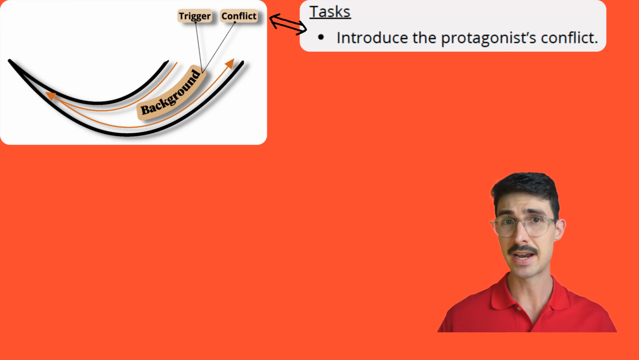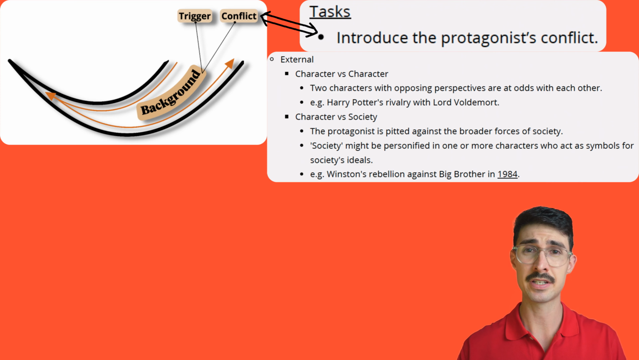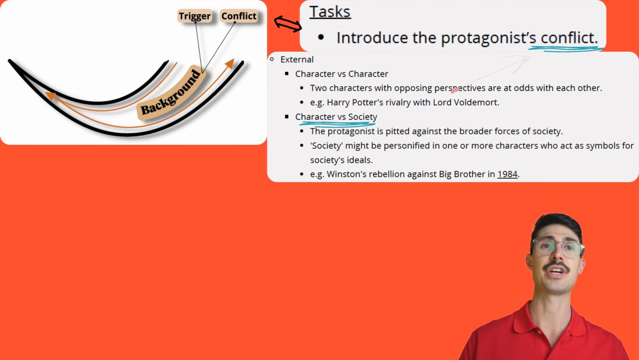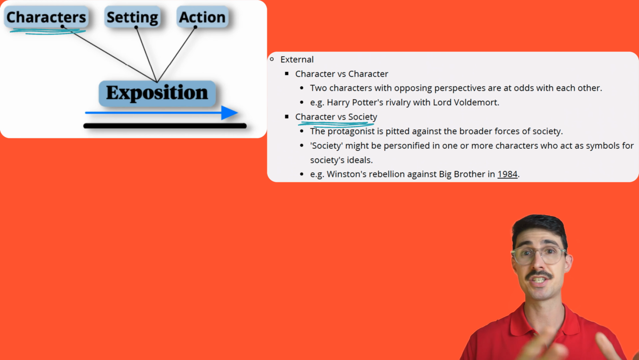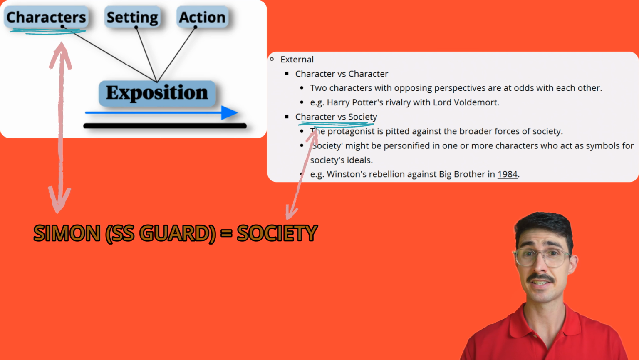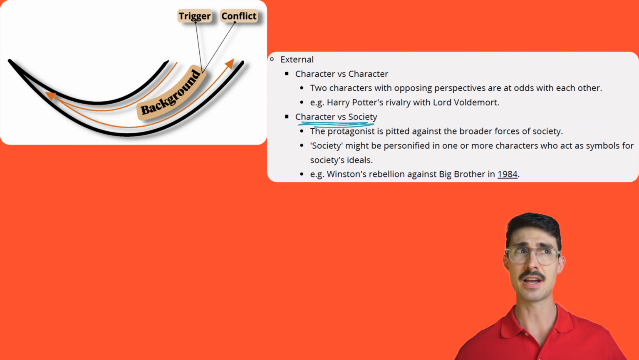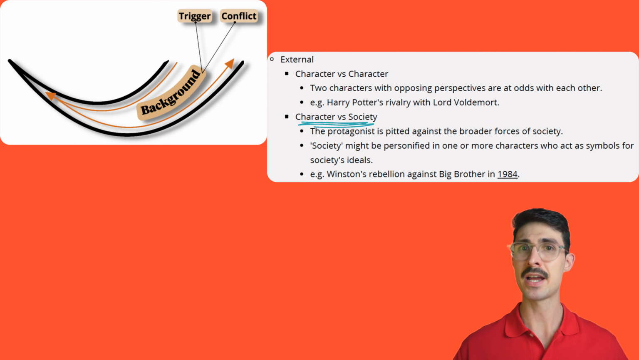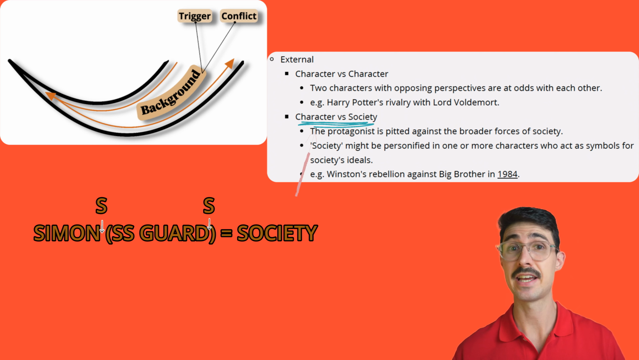This background section makes it pretty clear that Charlie faces an external conflict, specifically a character versus society conflict. In the exposition, readers are told that Simon personifies society, and Simon is an SS guard, the Schutzstaffel guard, who's calling the roll. That's what we discover in the exposition, but then in the background section, readers discover that Charlie refers to every SS guard as Simon.